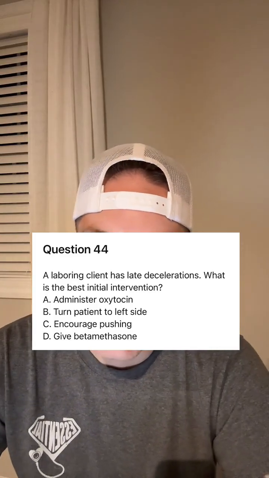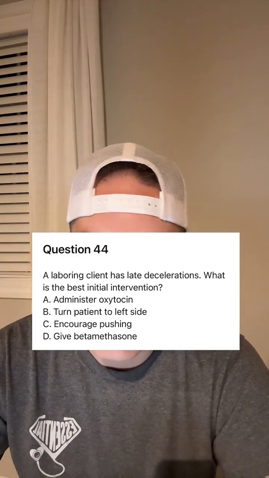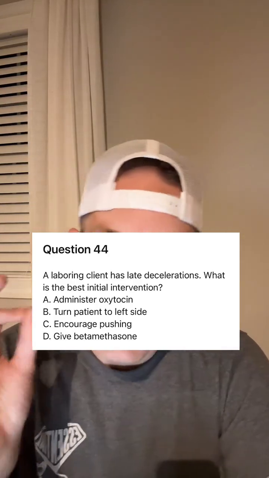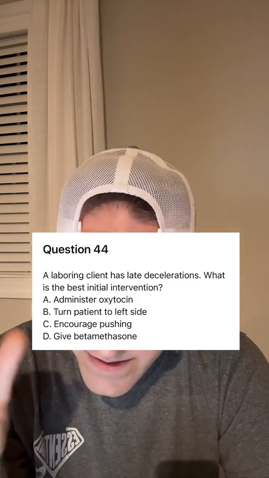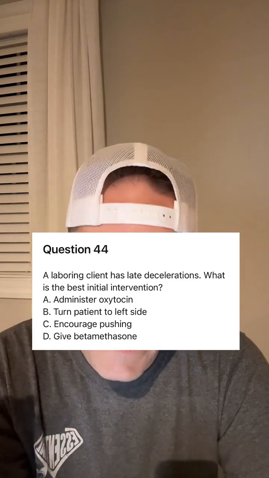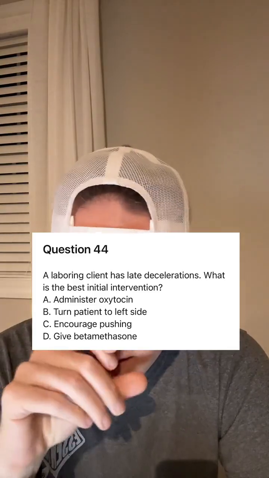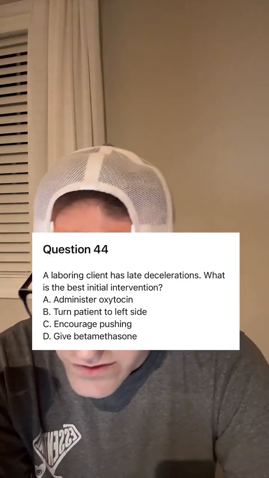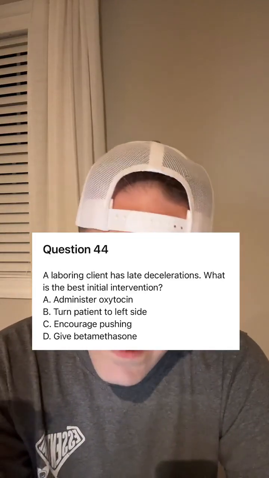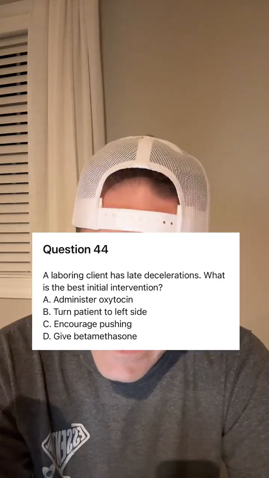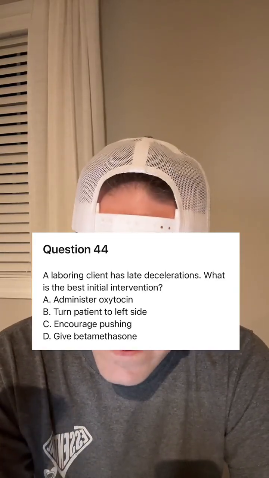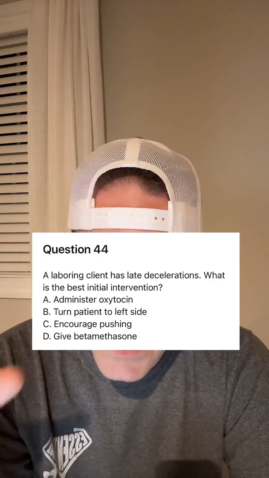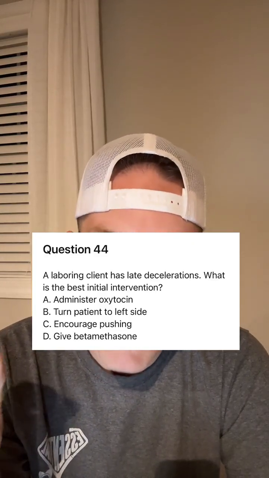I see a lot of people wanting to turn that patient onto their left side, and you would be correct. So late decels signify an issue with the placenta. Placental insufficiency. That means the fetus is not receiving adequate oxygen during contractions. Repositioning will improve blood flow to the placenta, and it's the fastest corrective action. The other interventions follow if that repositioning does not correct the pattern.